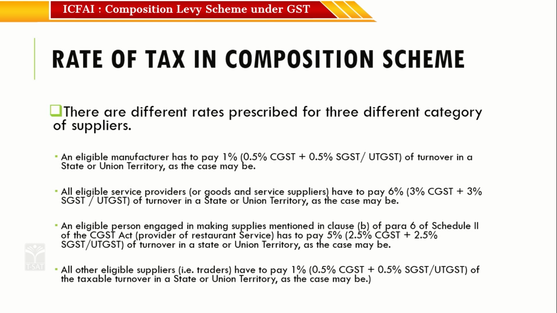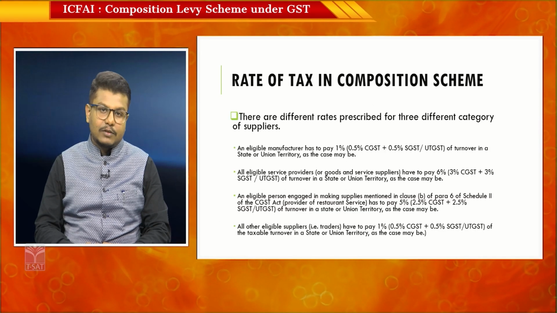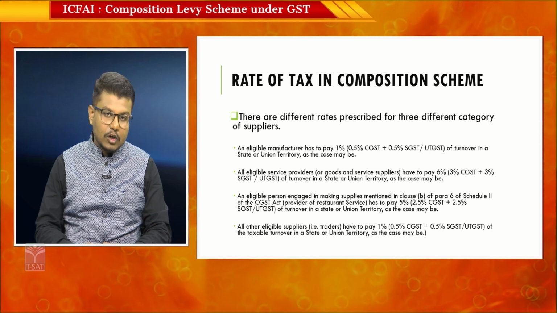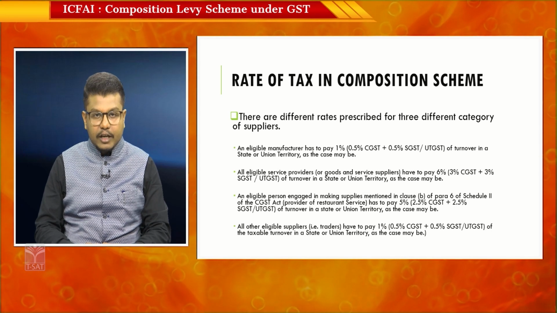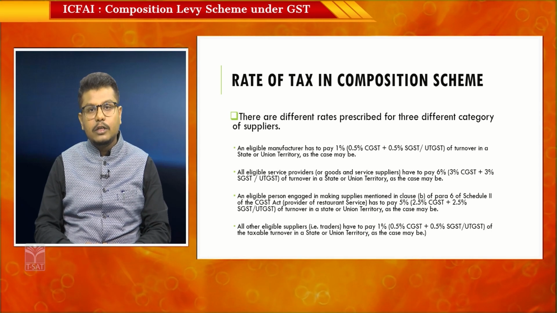And out of this 1%, there will be an equal share of the central government as well as the state government or the concerned government of the union territory. Thereby, 0.5% of the tax collected will go to the fund of the central government and 0.5% will go to the concerned state or union territory.